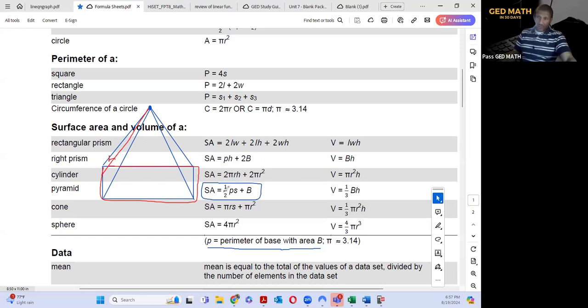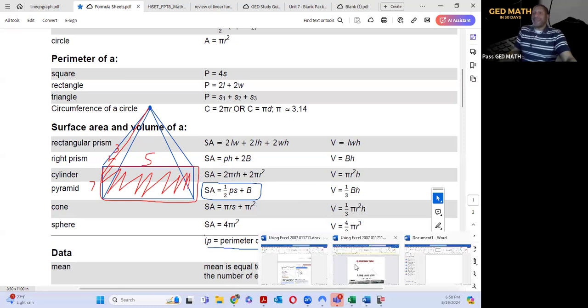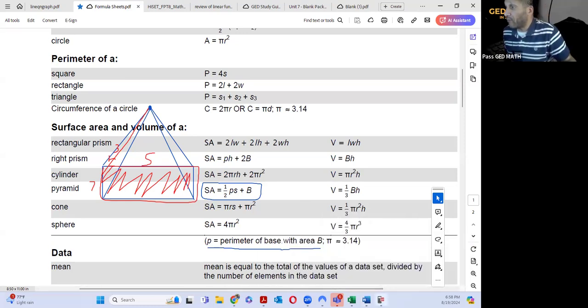So if they ask you the surface area of a pyramid, your P is the perimeter of your base, your S is your slant height. This right here is the area of the base, where you multiply the length and the width. Will you have it? I don't think so. But if you did, they have to give you all that information. So all you're going to do is plug it in. Say this is 7, this is 5, and my slant height was 3.